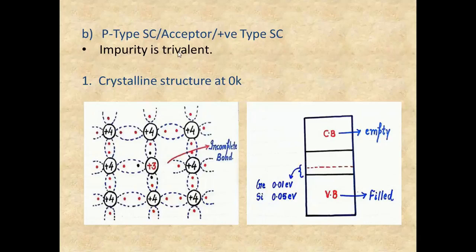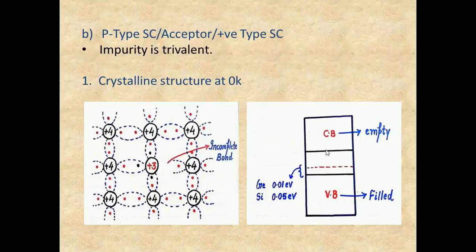Crystalline structure at 0 Kelvin. What happens at 0 Kelvin? Here I have shown you the crystalline structure. You can see the same structure is here, but at the center, instead of a pentavalent, we are using a trivalent impurity. You can see they have 3 valence electrons and all are busy in their bonding, but for the fourth, there is no free electron to complete the bonding, so it's an incomplete bond.